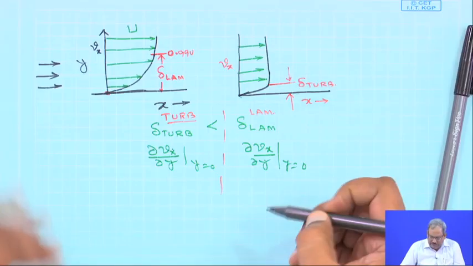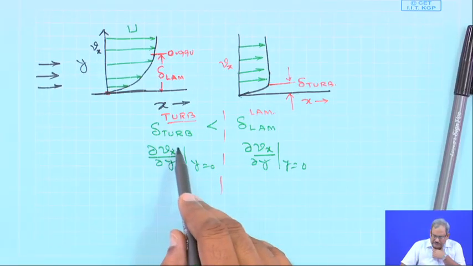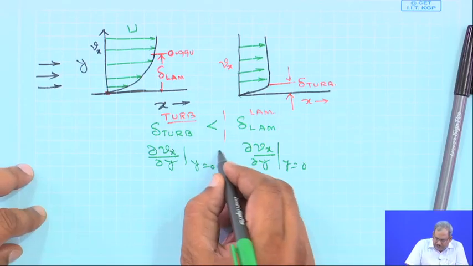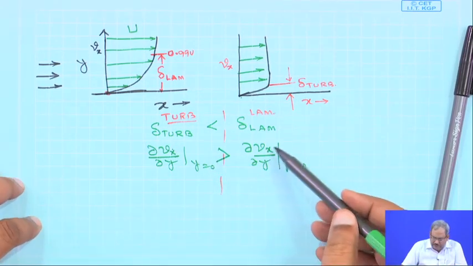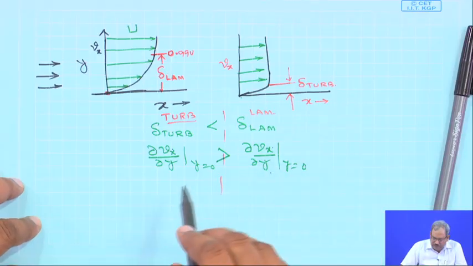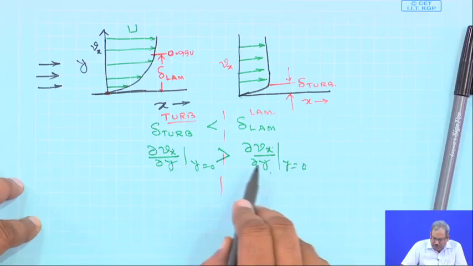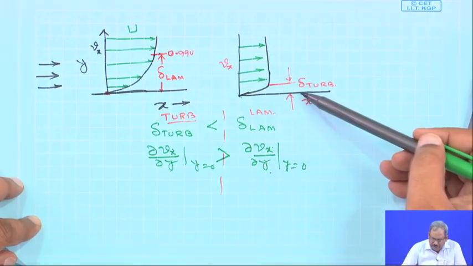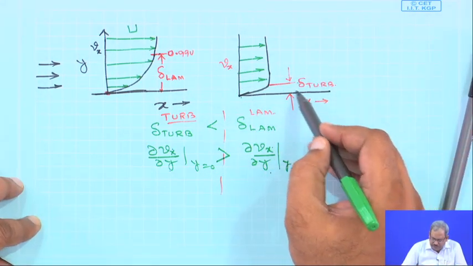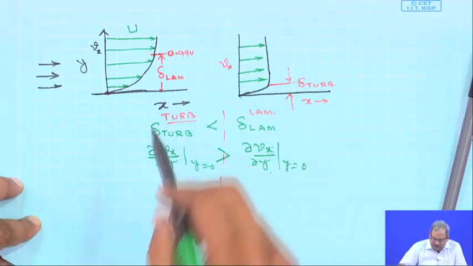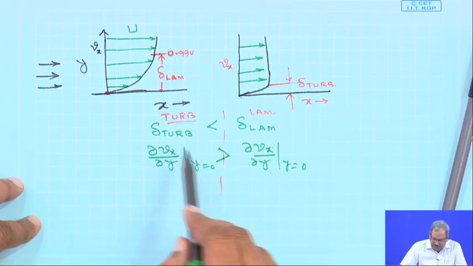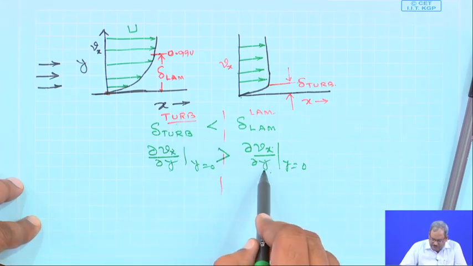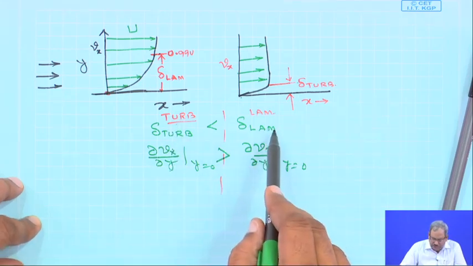What you would see is that del Vx del y at y equals 0 for the case of turbulent flow will definitely be more than del Vx del y at y equals 0 for laminar flow, since the y over which the velocity changes from 0 to u in turbulent flow is much smaller as compared to laminar flow. So, your del Vx del y at y equals 0 for the case of turbulent flow is going to be more than that for the case of laminar flow.